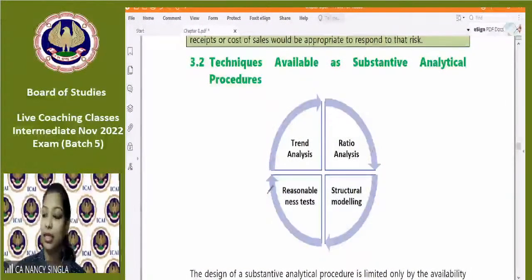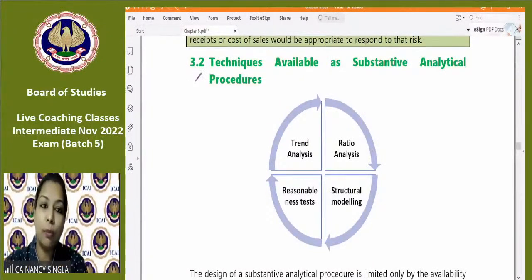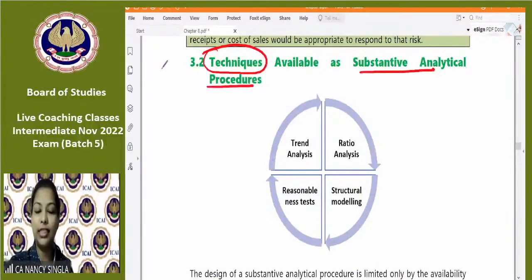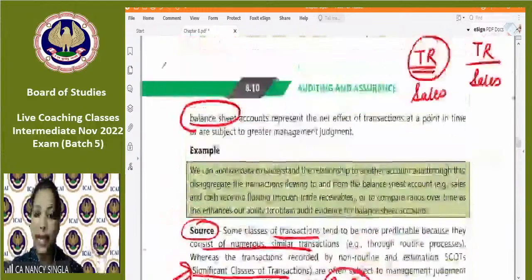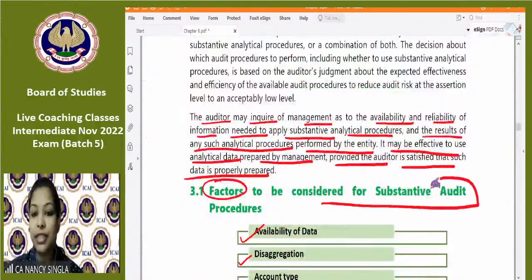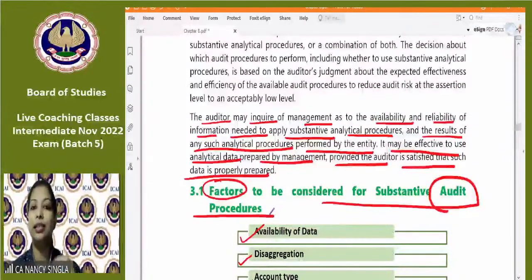Now the next topic, which you all were asking me again and again: ma'am, give us examples of the analytical procedures that can be applied. So the next topic is techniques available as substantive analytical procedures. See, what was the topic above this? Factors to be considered for substantive audit procedures: whether to do test of details, only analytical procedures, or a combination of both.